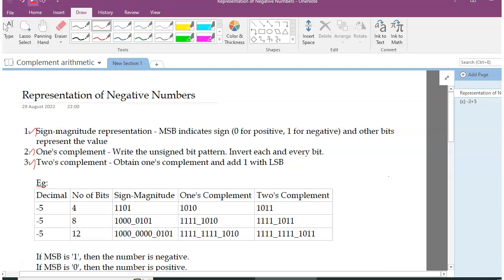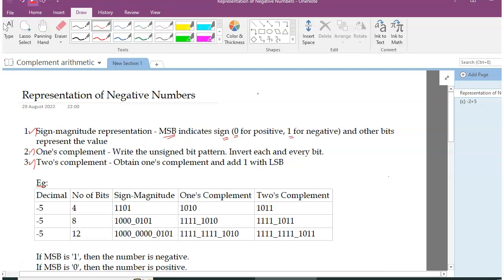Sign magnitude. If we want to represent a number in sign magnitude, then the MSB should indicate the sign only, one bit. Why? Because we have either a positive or negative number. So one bit is enough to differentiate these two. If the MSB is 0, then that's a positive number. If the MSB is 1, then that's a negative number.